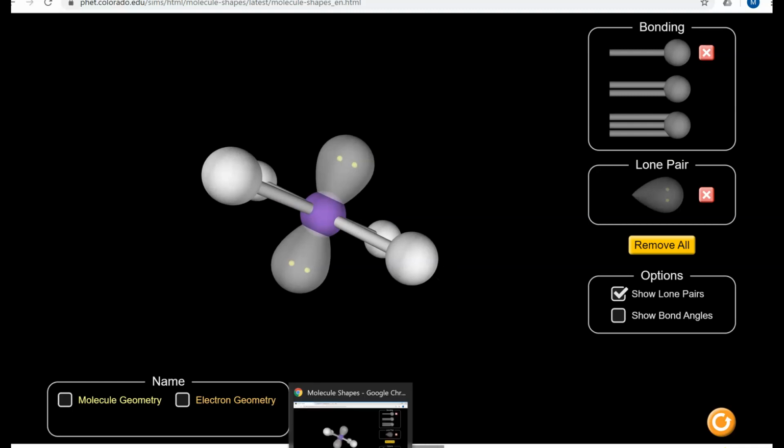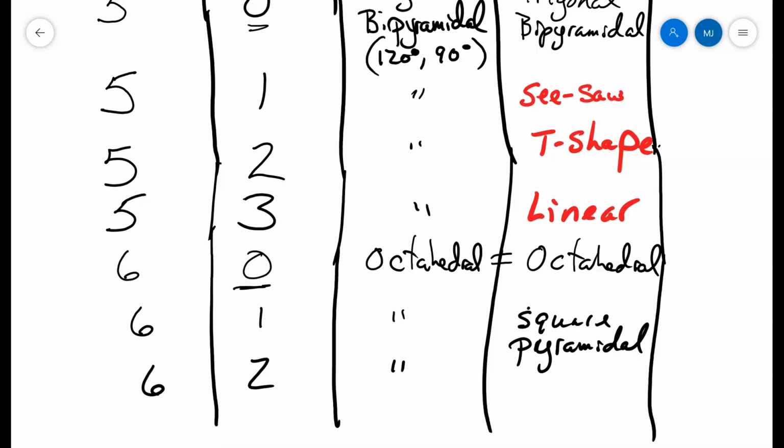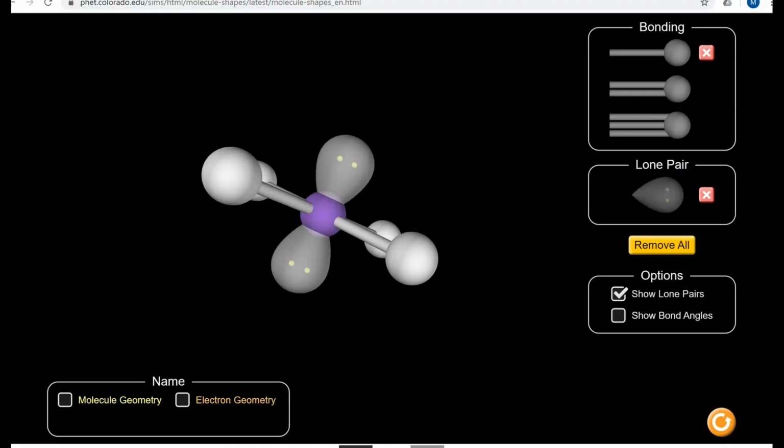So you might remember that going back to the beginning. This would be square planar. Right, square planar.